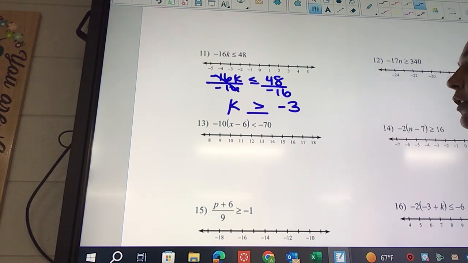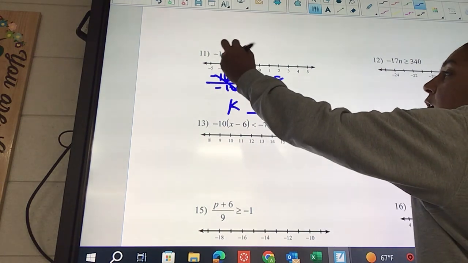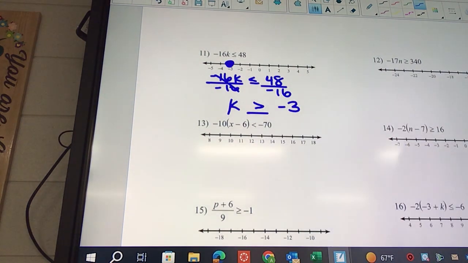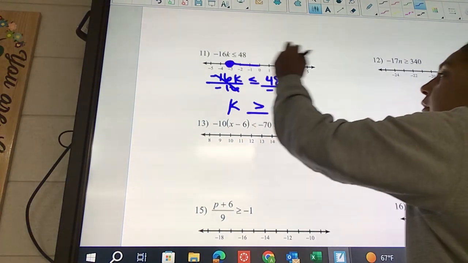Okay, should that be open or closed? Closed. It's going to be closed. And it says K is bigger. So which way am I going to go? I need all the bigger numbers. To the right.